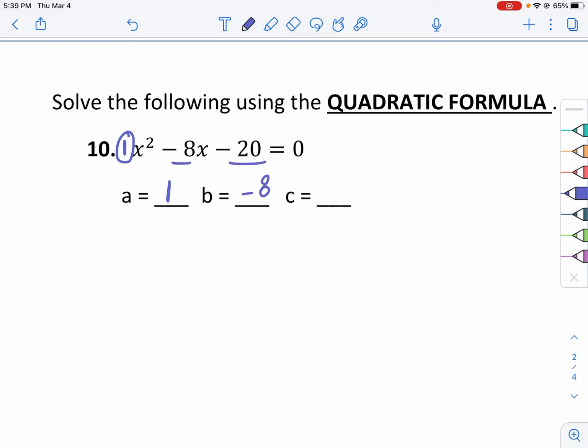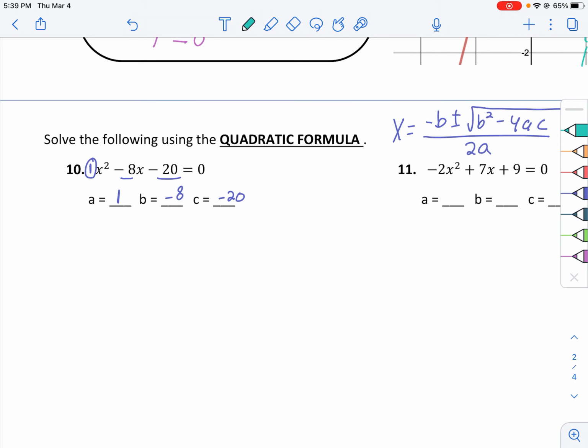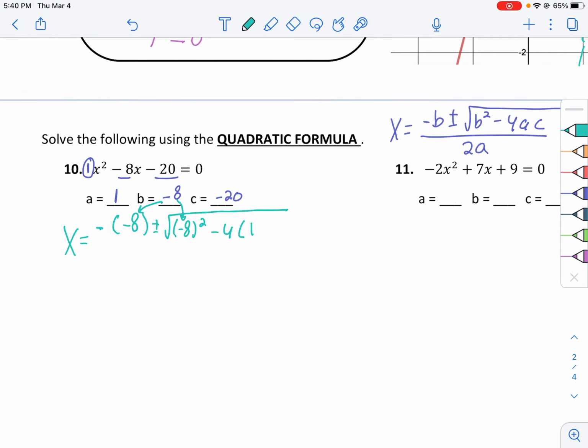And the c value is the term without the x on it, so that's negative 20. And then we physically just plug that into our quadratic equation. So it starts with x equals, and then we go negative b, so negative, and then negative 8, because that's what b is. So we plug that in right here. And then it's plus or minus the square root of b squared, which would be negative 8 squared, and then minus 4 times a, which is 1, times c, which is negative 20. And that's all divided by 2 times a, which is 1.